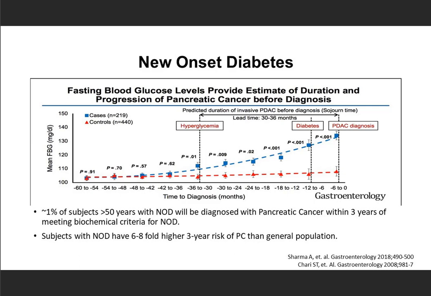I think some more work needs to be done, and I'm hopeful that in the near future, hopefully in the next 5 to 10 years, we'll have some further clarity on this topic, and we'll be able to use this as a filtering mechanism to identify those who are at higher risk for early detection.